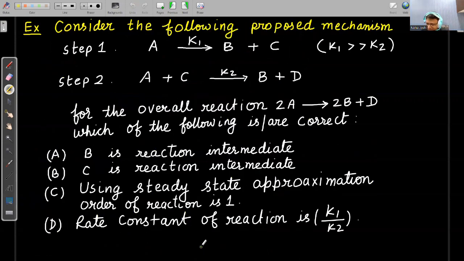Let us solve one example based on what we have studied. So let me read the question first. Consider the following proposed mechanism. In this mechanism, it is a multi-step reaction, two steps are given, step 1 and step 2. A will form B plus C and A plus C will form B plus D. And it is mentioned that the value of K1 is greater than K2, so K2 is less, which means activation energy EA2 is greater, meaning this is the RDS. From this data we found that the rate determining step is the second step.